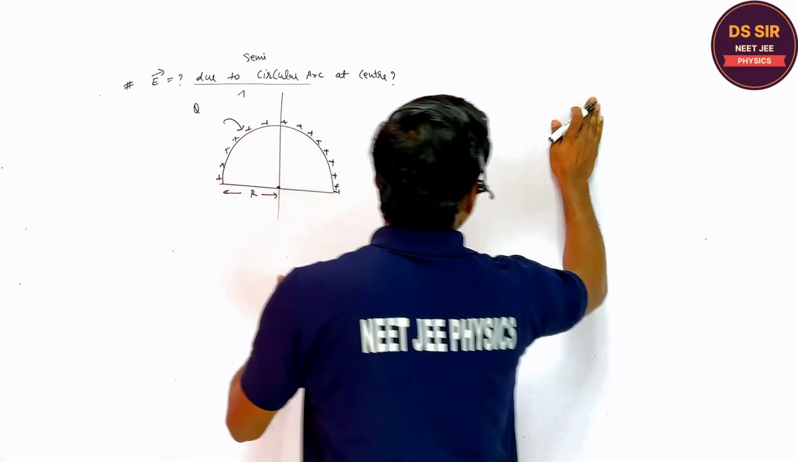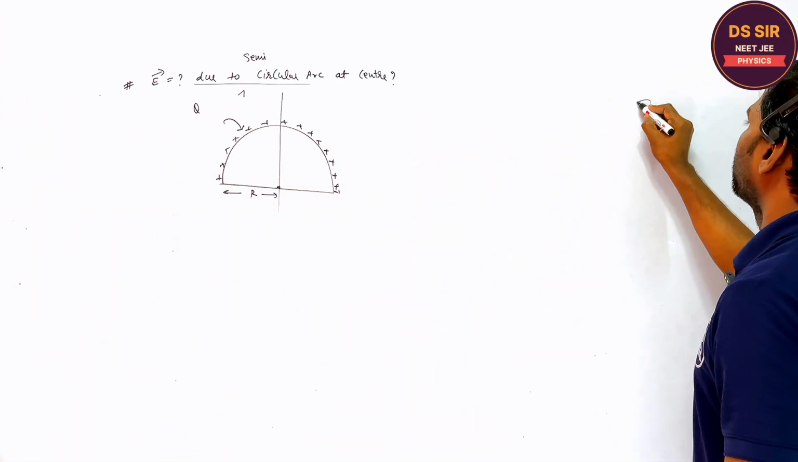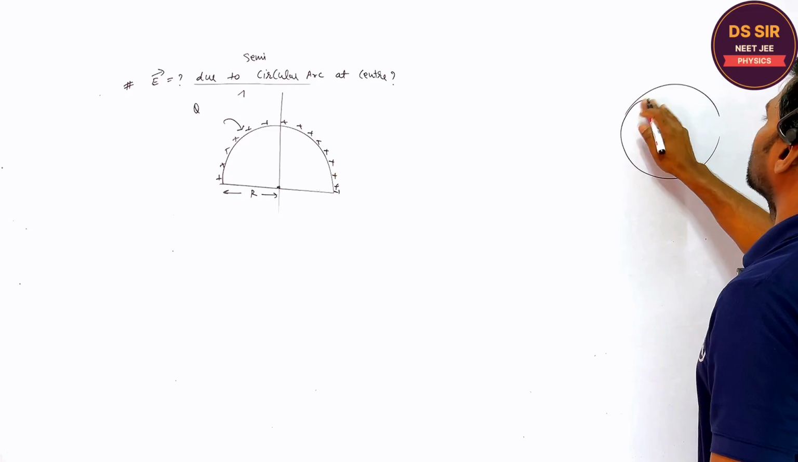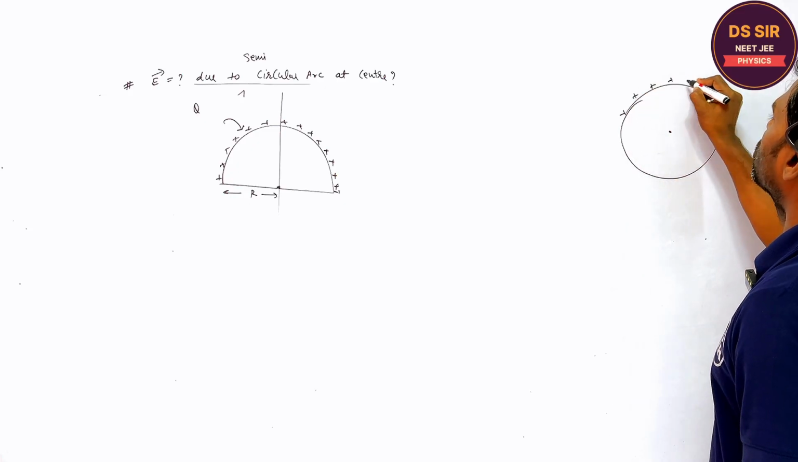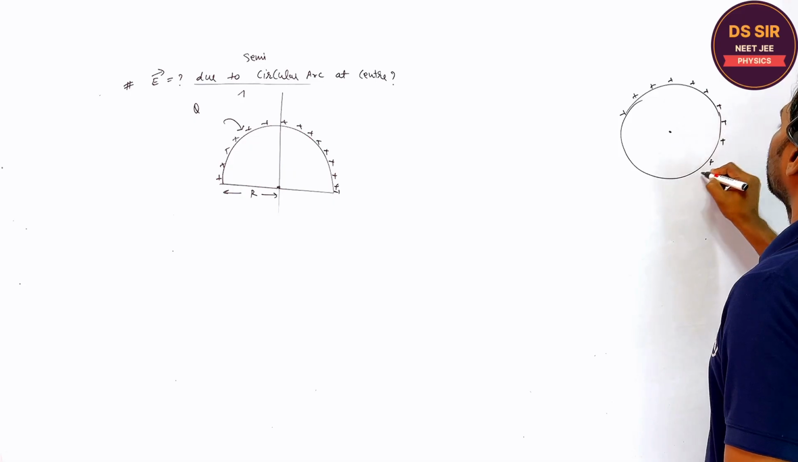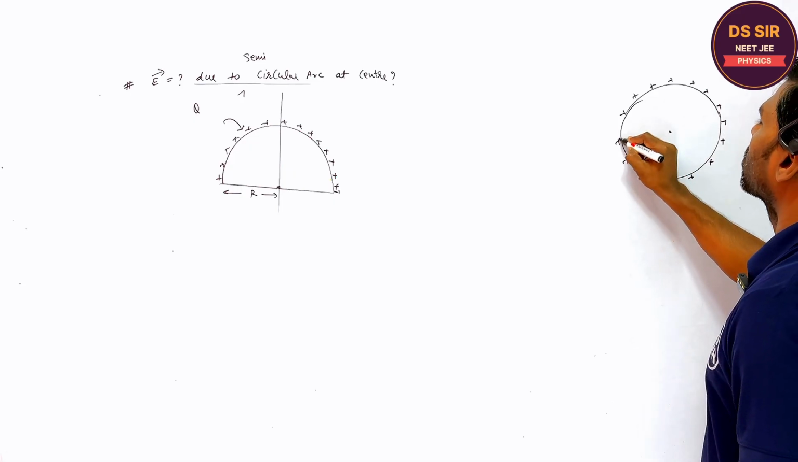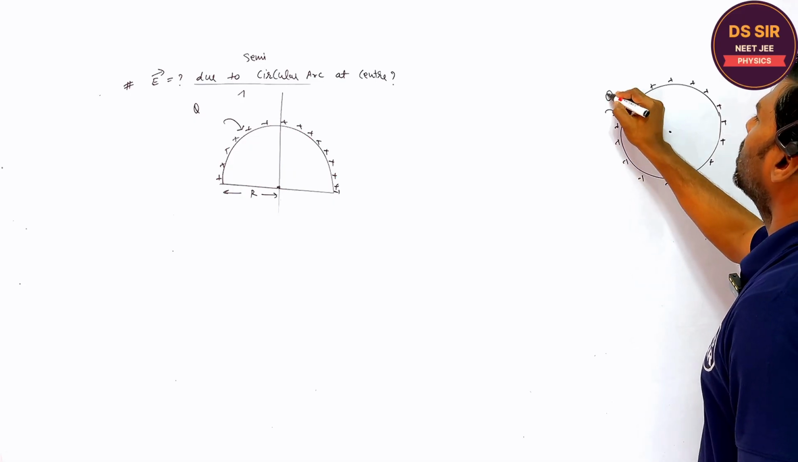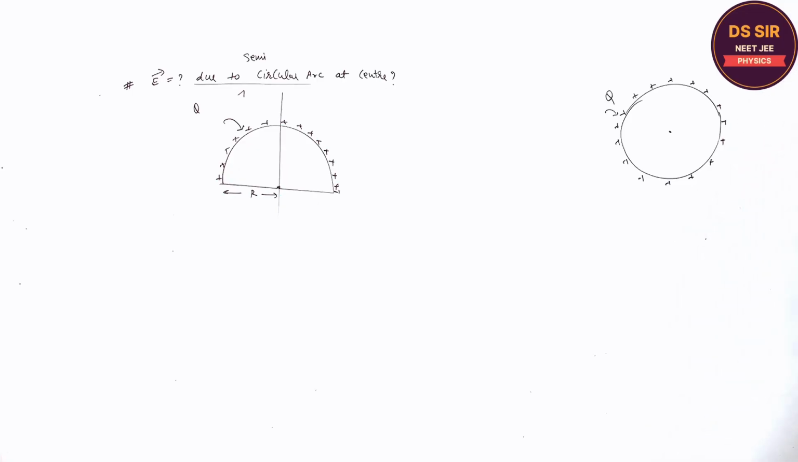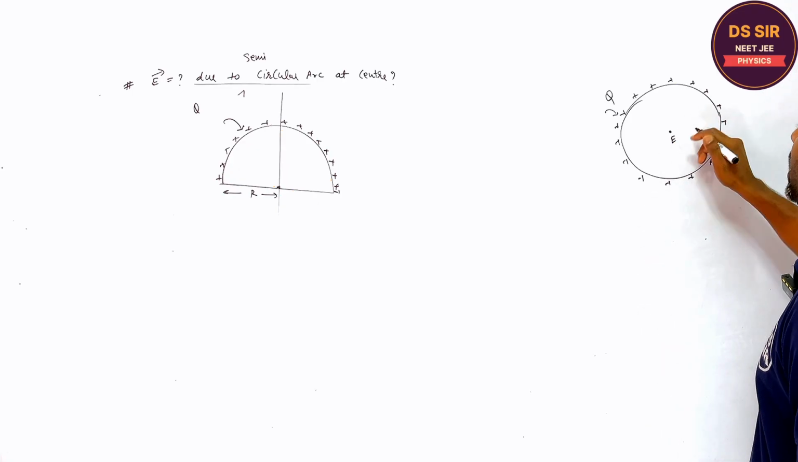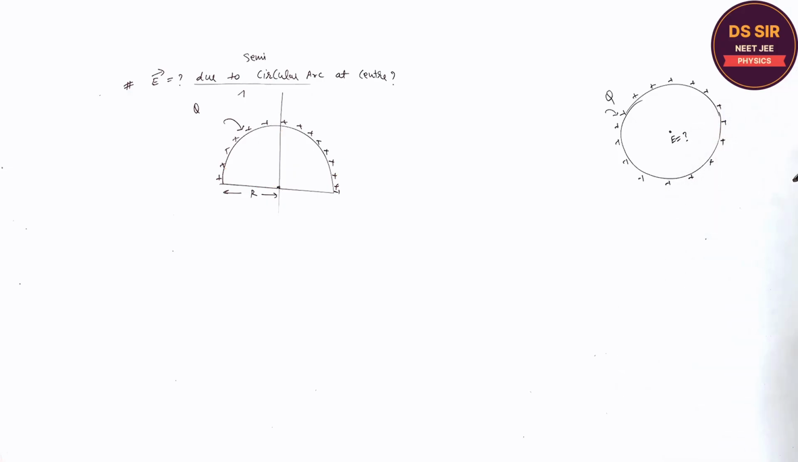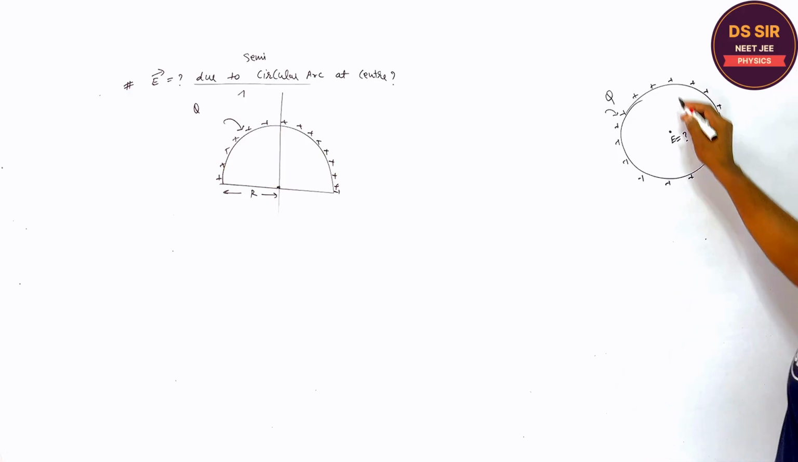Listen one thing, before doing this, you tell me if this is the complete circle and the charge is distributed over the circumference like this. Suppose the total charge q is distributed over the circumference. Can you tell me what is the electric field at the center? Yes, we can tell it easily, right?